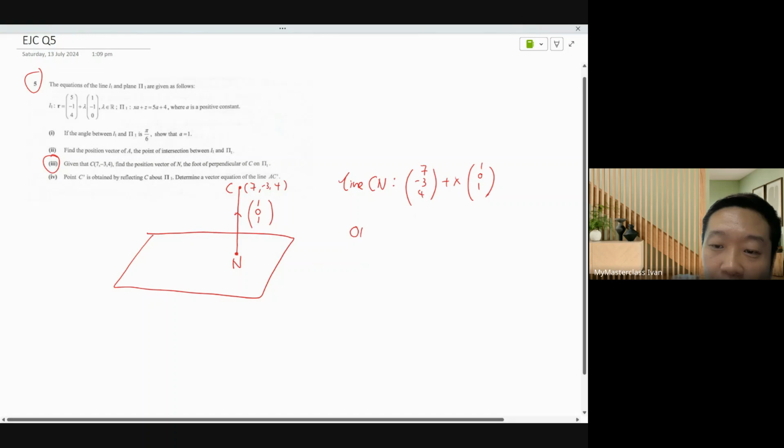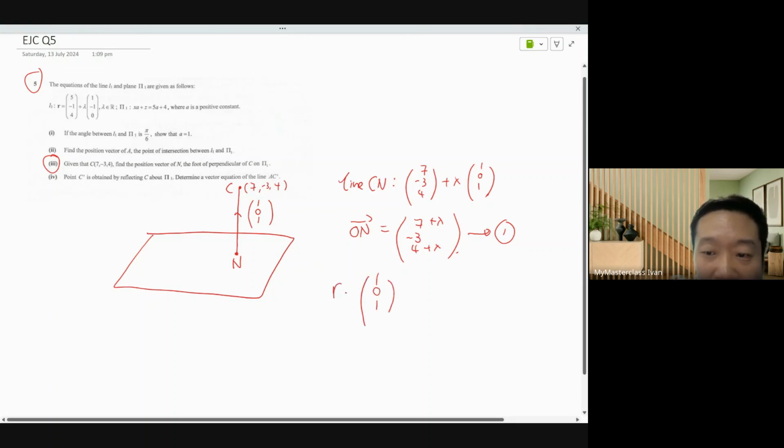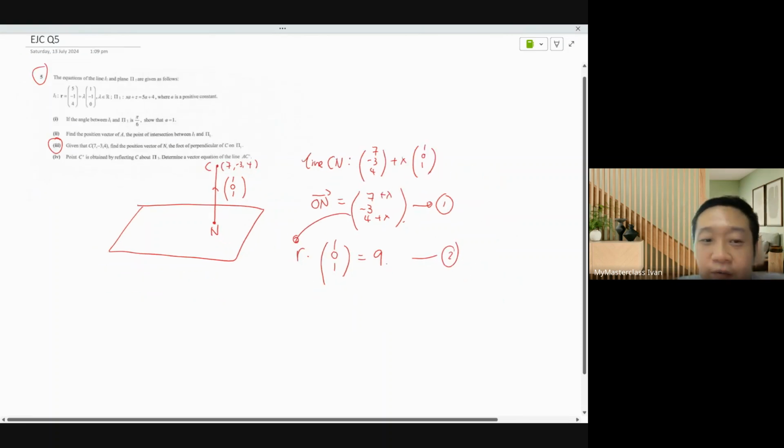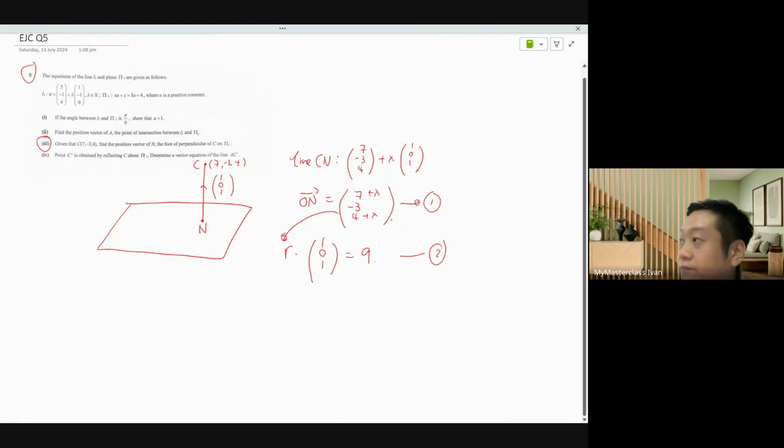So this means that ON lies on the line. ON is equal to 7 plus lambda, -3, as well as 4 plus lambda. Okay? This, guys, is equation 1. Equation 2 is r dot 1, 0, 1 equals 9. Sub equation 1 into equation 2. Then you can find the lambda and then sub it back. Understand?